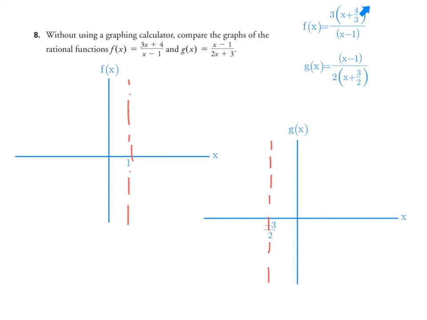F of x has a 0 at -4/3. G of x has a 0 at 1. F of x has a horizontal asymptote at y equals 3. G of x has a horizontal asymptote at y equals 1/2. F of x has a y-intercept at -4. G of x has a y-intercept at -1/3. Just let x be 0 for those. All right, looks like we're ready to graph.